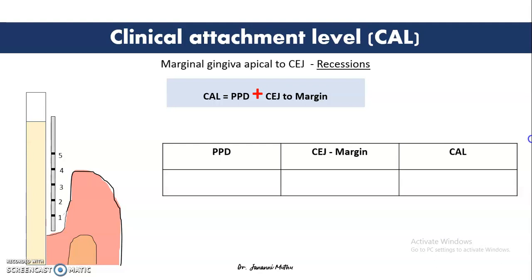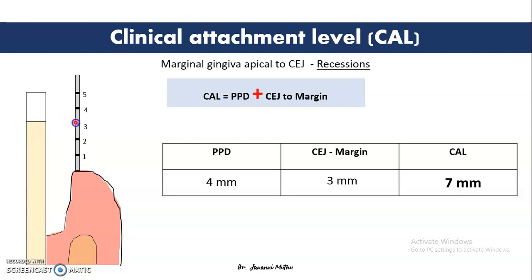Take this example. Measure the probing pocket depth. Here the 4th marking lies against margin, hence the PPD is 4 mm. Now measure the distance from CEJ to margin. Here it is 3 mm. So CAL will be 4 mm plus 3 mm, 7 mm. One important note: in case of recessions, the value of CAL will be greater than the value of PPD.